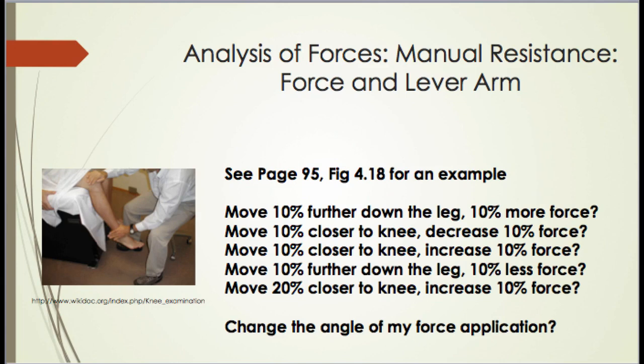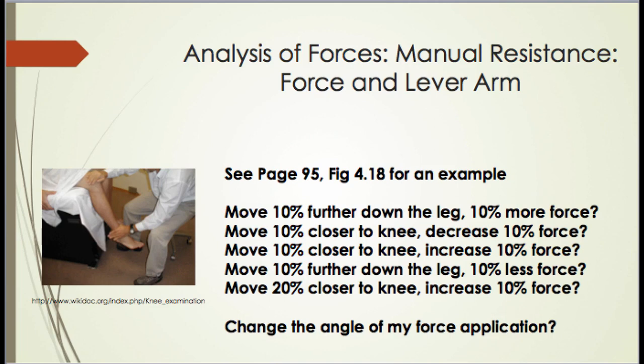This is a very simple concept. Here in figure 4.18, we have a load placed in the mid-tibia and a load placed at the distal tibia. The load in the mid-tibia is 100 newtons, and the load at the distal tibia is 50 newtons. The load on the left is with an external moment arm of 15 centimeters, and the one on the right, an external moment arm of 30 centimeters.